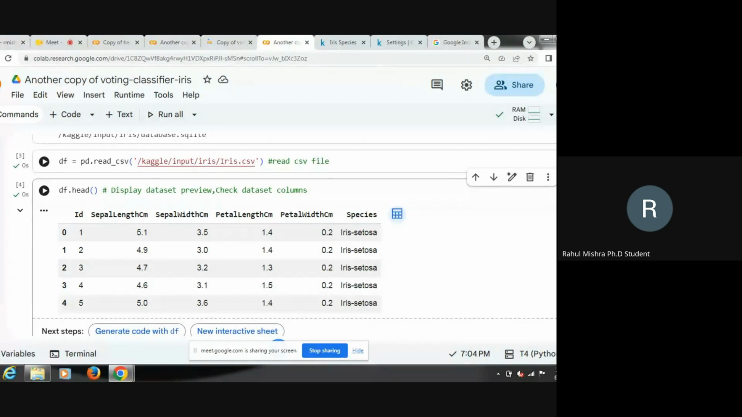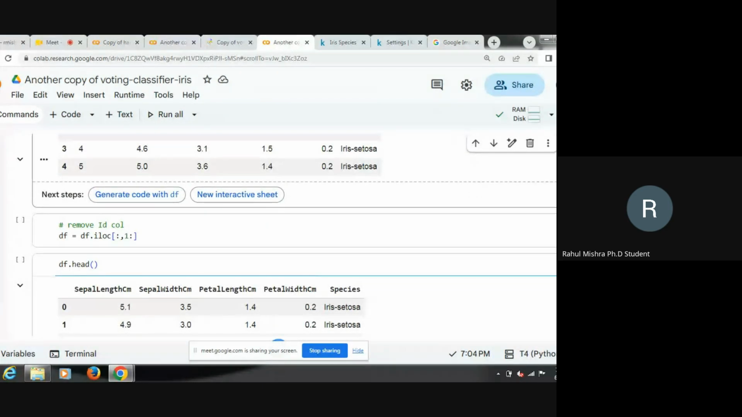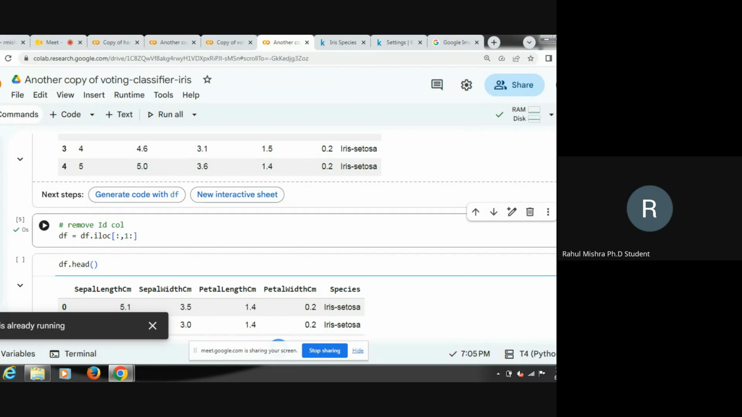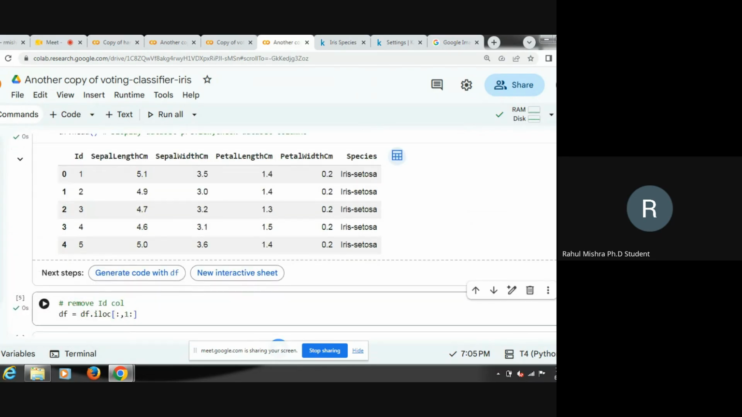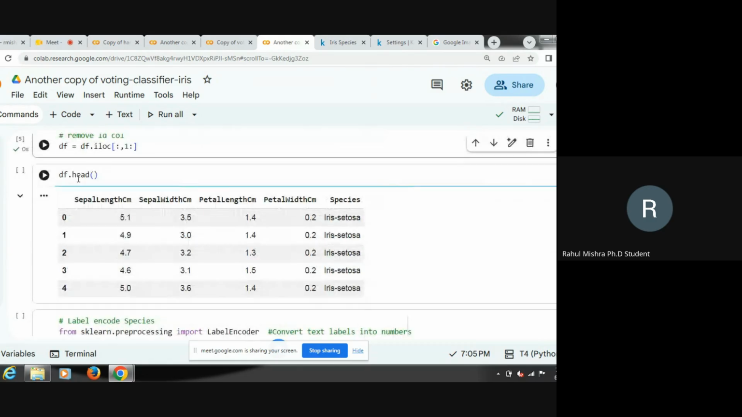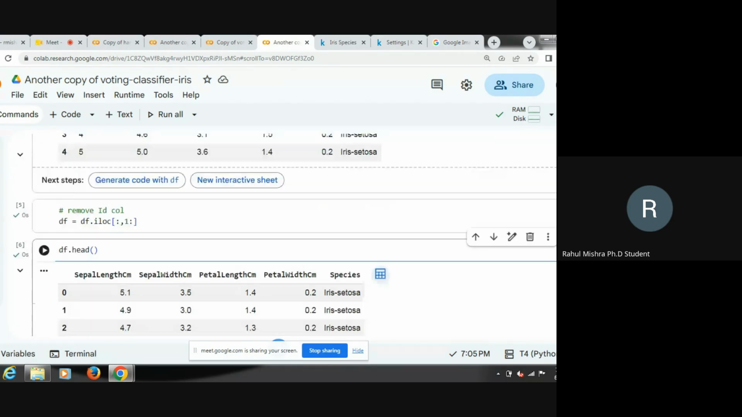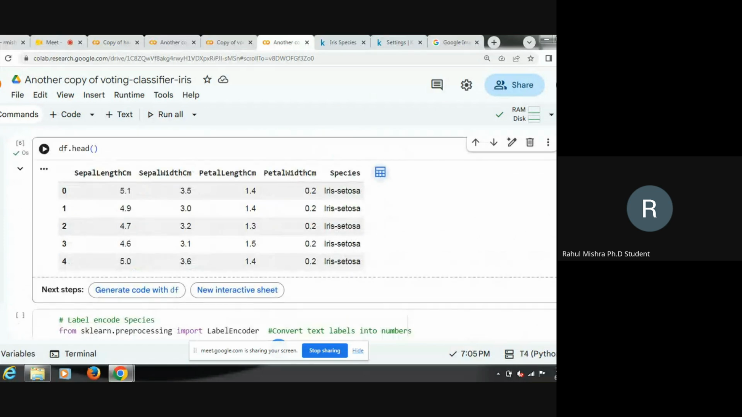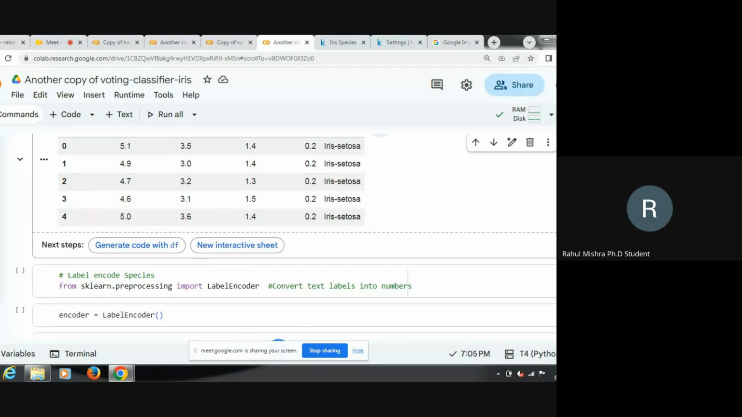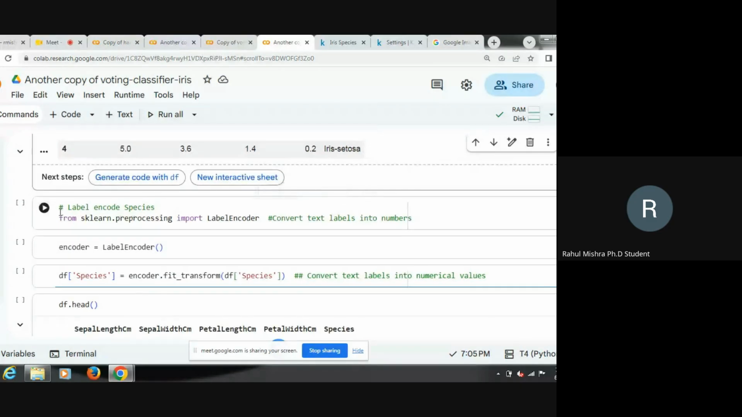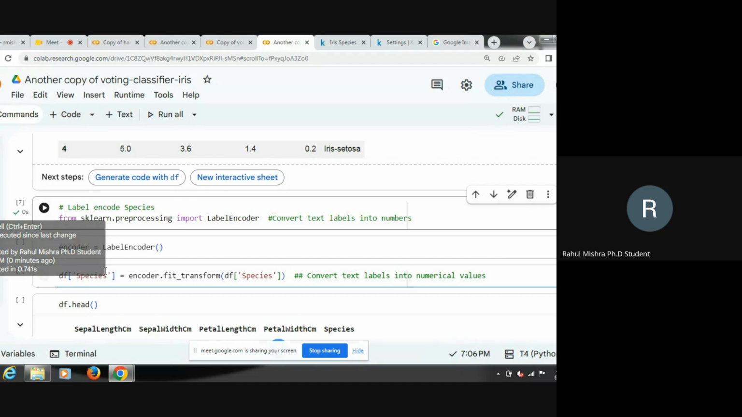Again, continuing with the code, I am just removing the ID column. You can explore whether it is used, or you can just remove it so that we can analyze the data in a better way. The dataset is almost the same as the previous one, just with the ID column removed; if a column is not used, we can remove it. Again, we are using a label encoder to convert text labels to numerical values so that we can run machine learning algorithms efficiently.